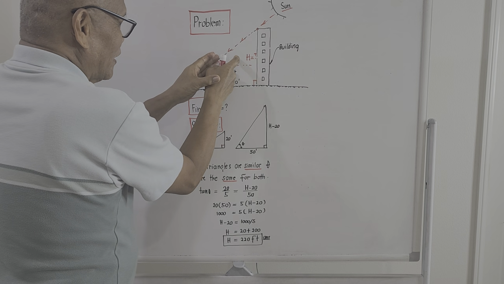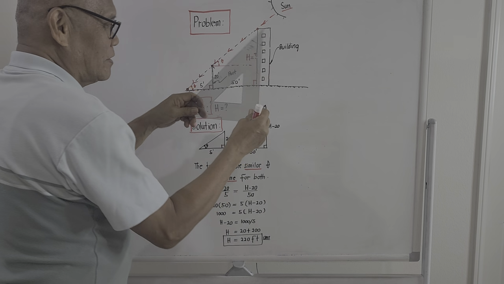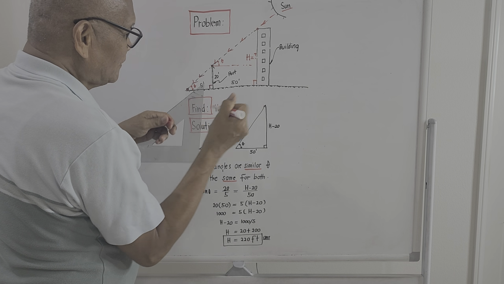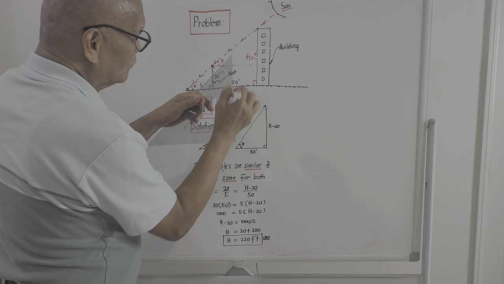If I bring out the upper right triangle, the upper bigger right triangle, it seems it is this one. The upper right triangle, this portion here should be h minus 20. This portion.